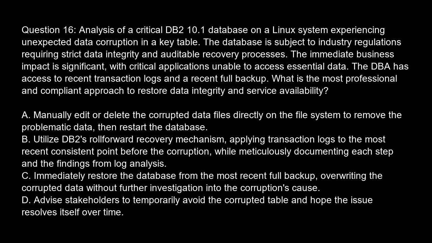Option A. Manually edit or delete the corrupted data files directly on the file system to remove the problematic data, then restart the database. Option B. Utilize DB2 roll-forward recovery mechanism, applying transaction logs to the most recent consistent point before the corruption, while meticulously documenting each step and the findings from log analysis. Option C. Immediately restore the database from the most recent full backup, overriding the corrupted data without further investigation into the corruption's cause. Option D. Advise stakeholders to temporarily avoid the corrupted table and hope the issue resolves itself over time.